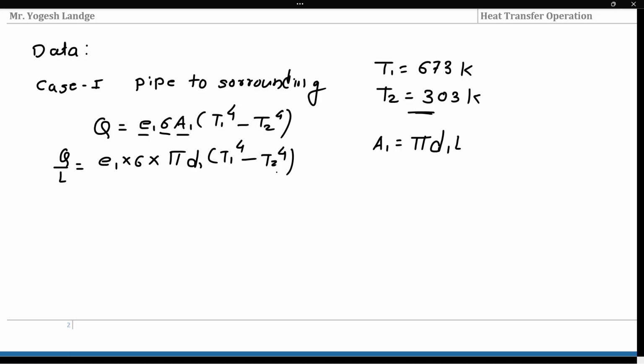So we just put in the values, because everything is with us. What is the emissivity? E1 of the pipe is given as 0.8, so I'm just taking 0.8 here.